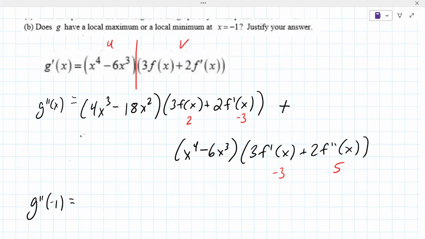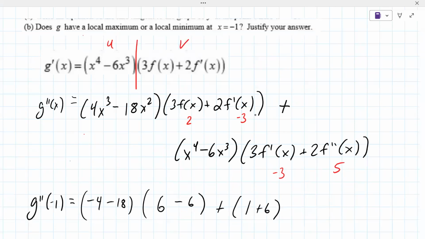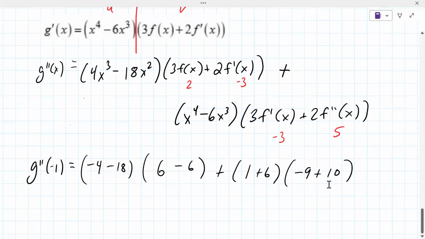Is that okay? Clear? Yeah. So we got -4 minus 18, and then that's 6 minus 6. Notice that goes to 0. That's nice. Plus 1 plus 6, -9 plus 10. So this becomes 7 times 1, which is 7. It's greater than 0. That means it's a max.